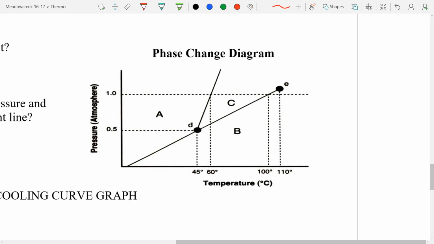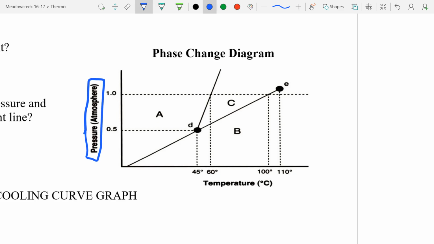Okay, guys, so you have some notes that you can fill in from the PowerPoint, but the main thing that I want to make sure that we go over is this phase change diagram. Now, in a phase change diagram, you have pressure, which is measured in atmospheres, often abbreviated as ATM, and we have temperature on our x-axis, which is measured in degrees Celsius.